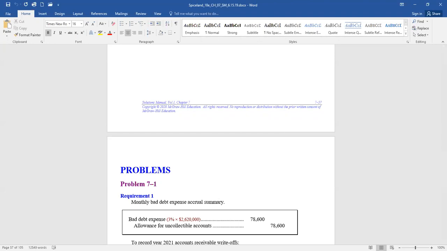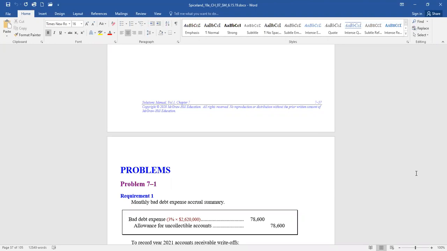So what do we have going on at the end of the year? Well, my accounts receivable, remember I have a T account, starts with a balance of $574,000. It was debited during the year for the credit sales of $2,620,000. It would have been credited for the cash collected on them, $2,483,000, and then it was credited for the write-offs. So the balance is $643,000 on the debit side.